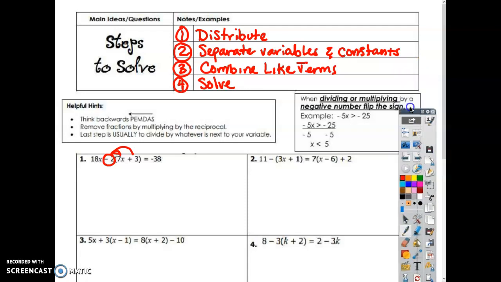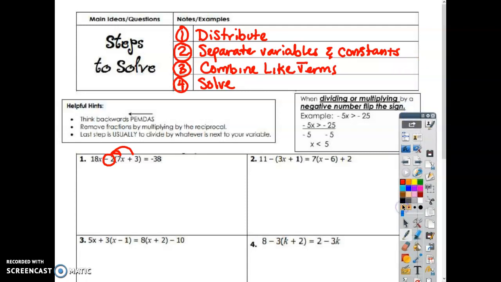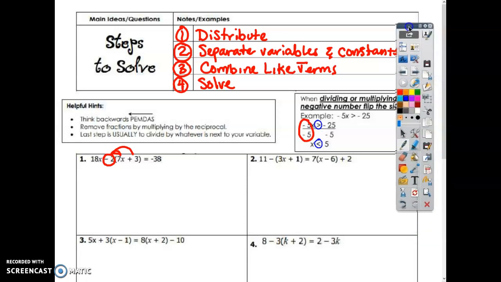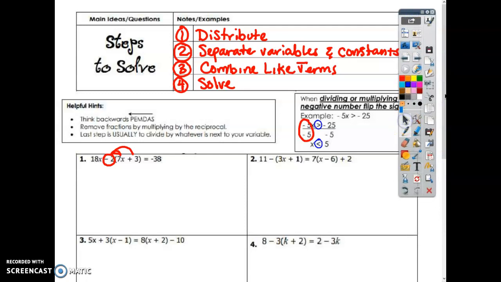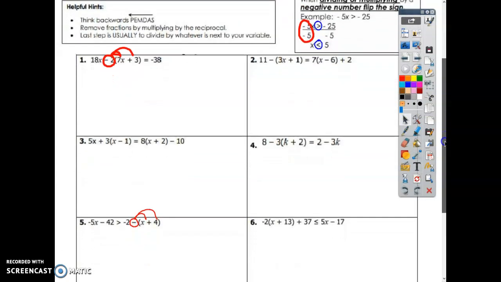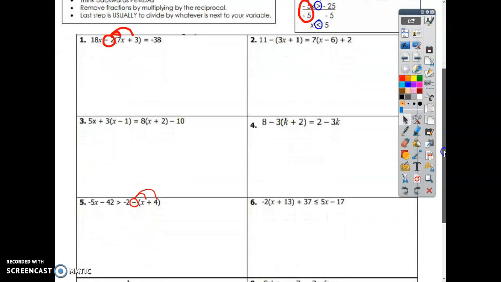But when we're doing inequalities, keep in mind that when you divide or multiply by a negative number, you need to flip the sign. So for this one, they are dividing by a negative number. So the symbol had to flip, okay? And Desmos will automatically do that for you if you're graphing them. All right, so let's go ahead and do problem number 1.